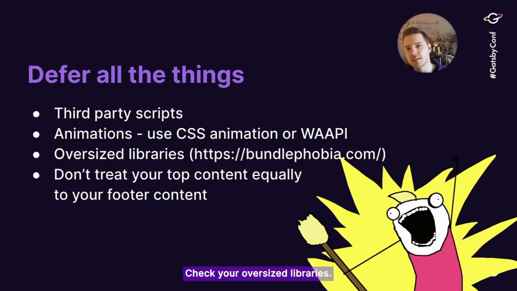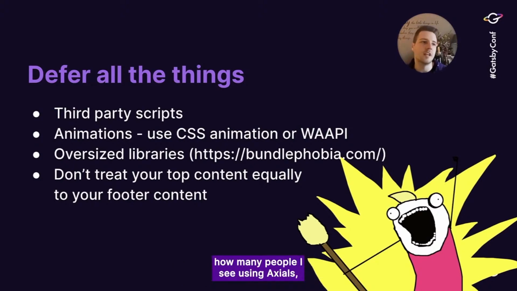Check your oversized libraries. I cannot emphasize this enough, how many people I see using Axios or big animation libraries. They're all good, but please check Bundlephobia on how big they are and if they make sense to you. For example, Axios, why not use Fetch? Fetch is shipped by default by the browser, and Gatsby polyfills this for older browsers.